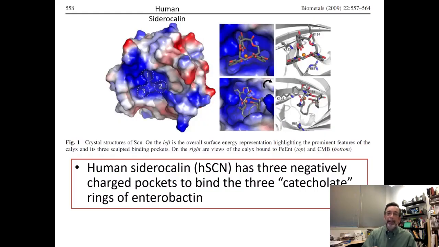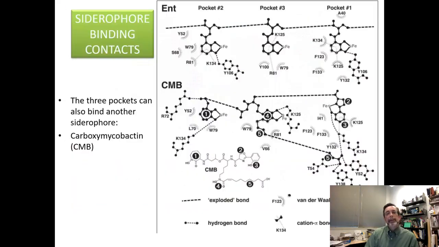You've already seen enterobactin in the structure that we had last week. It was ENT. And so these are the different ligands that you can find in the pocket. Somehow it's flexible enough to be able to bind all of these, and they even traced out the different amino acids that make contacts.